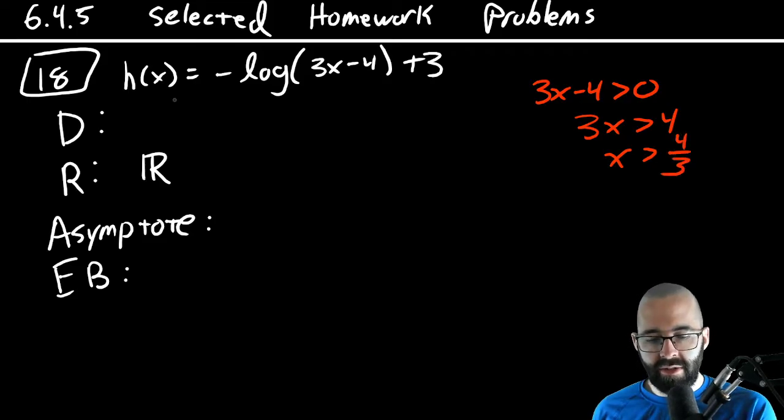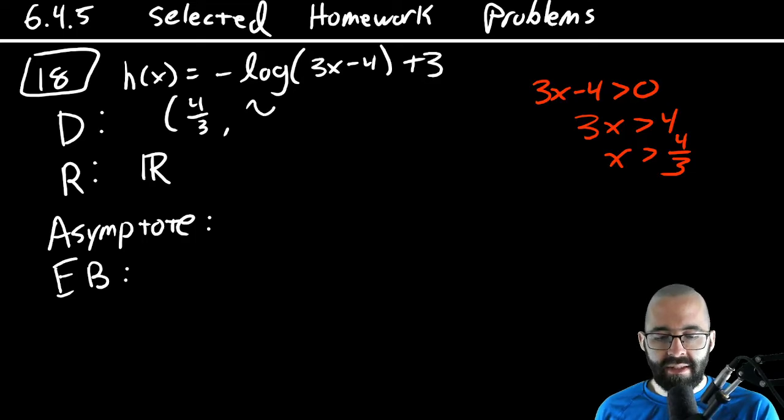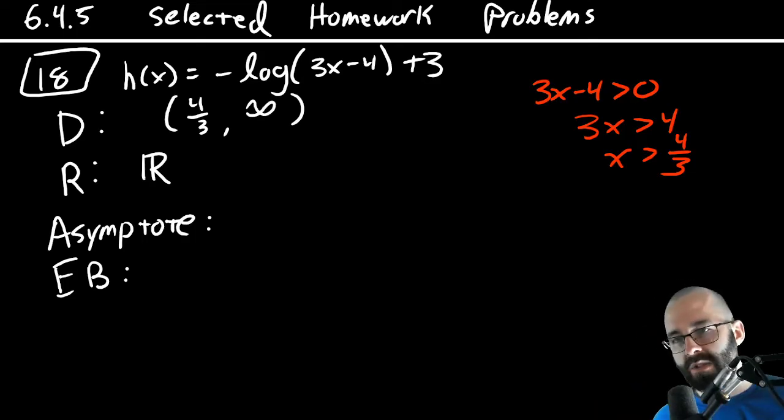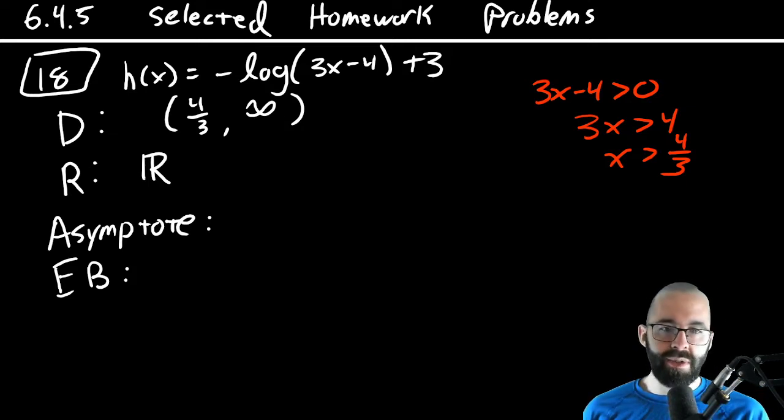How do we write that in interval notation? Parenthesis, because 4/3 is not included. It's a bracket if it's included, parenthesis if it's not included, and it goes off to positive infinity. Range is all real numbers.